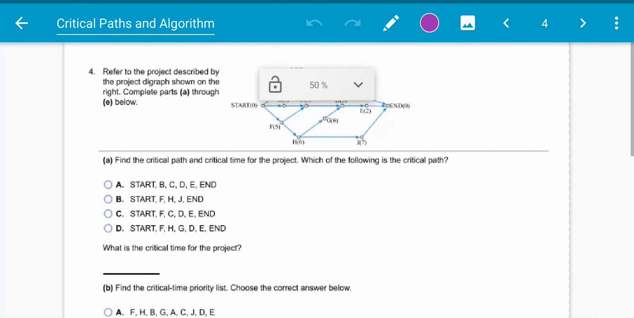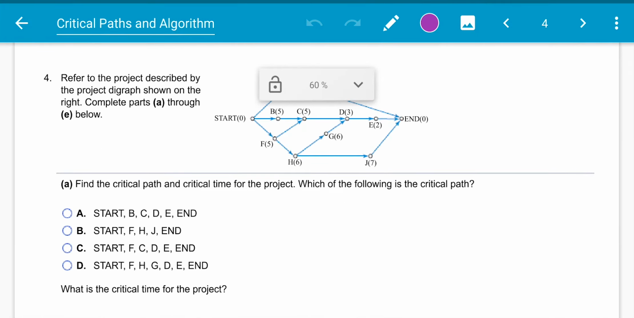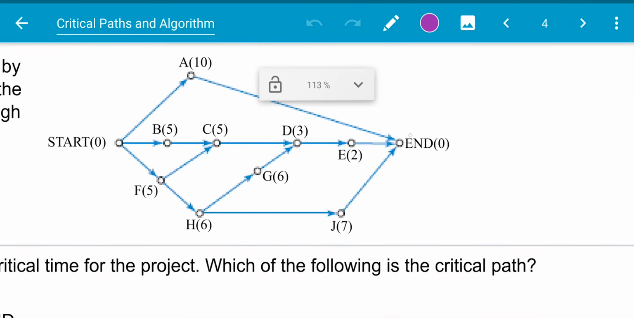All right, now let's move on to the last example we're going to do with critical paths. So refer to the project described by the project diagram shown on the right. Complete parts A through E below. So we're going to do the same thing as before. We're going to start backflow. We're going to start at the end and move forward towards the beginning.